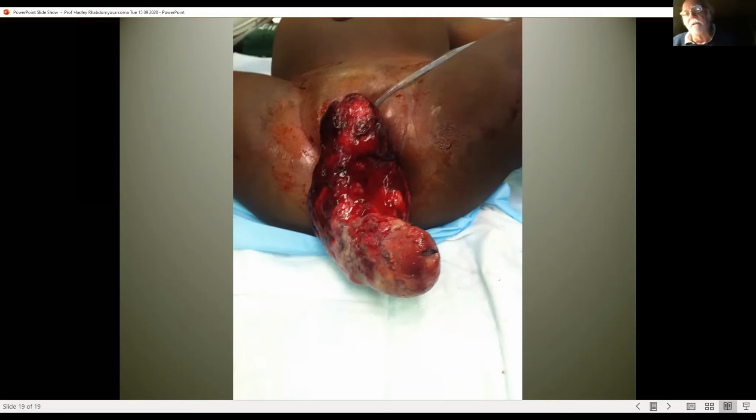Thank you. Other than to say, I truly am sorry for holding you up, everybody, and I thank you for your patience. That's my take on rhabdomyosarcoma.